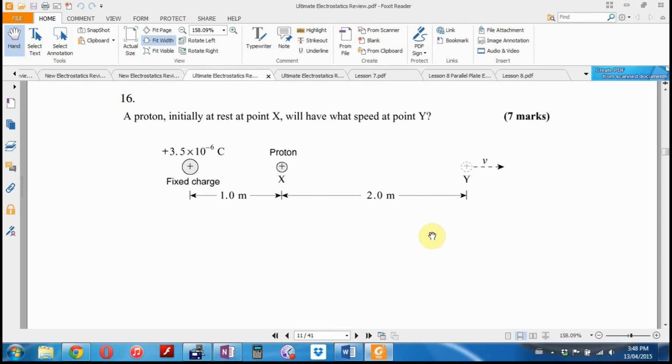Oh, so here's one. I like number 16. This is also a speed question. Here, though, you have a changing force. You're still going to use conservation of energy, KE initial, PE initial, KE final, PE final. It's just your PEs are going to be kQ1Q2 over r. So it'll work. It's doable.